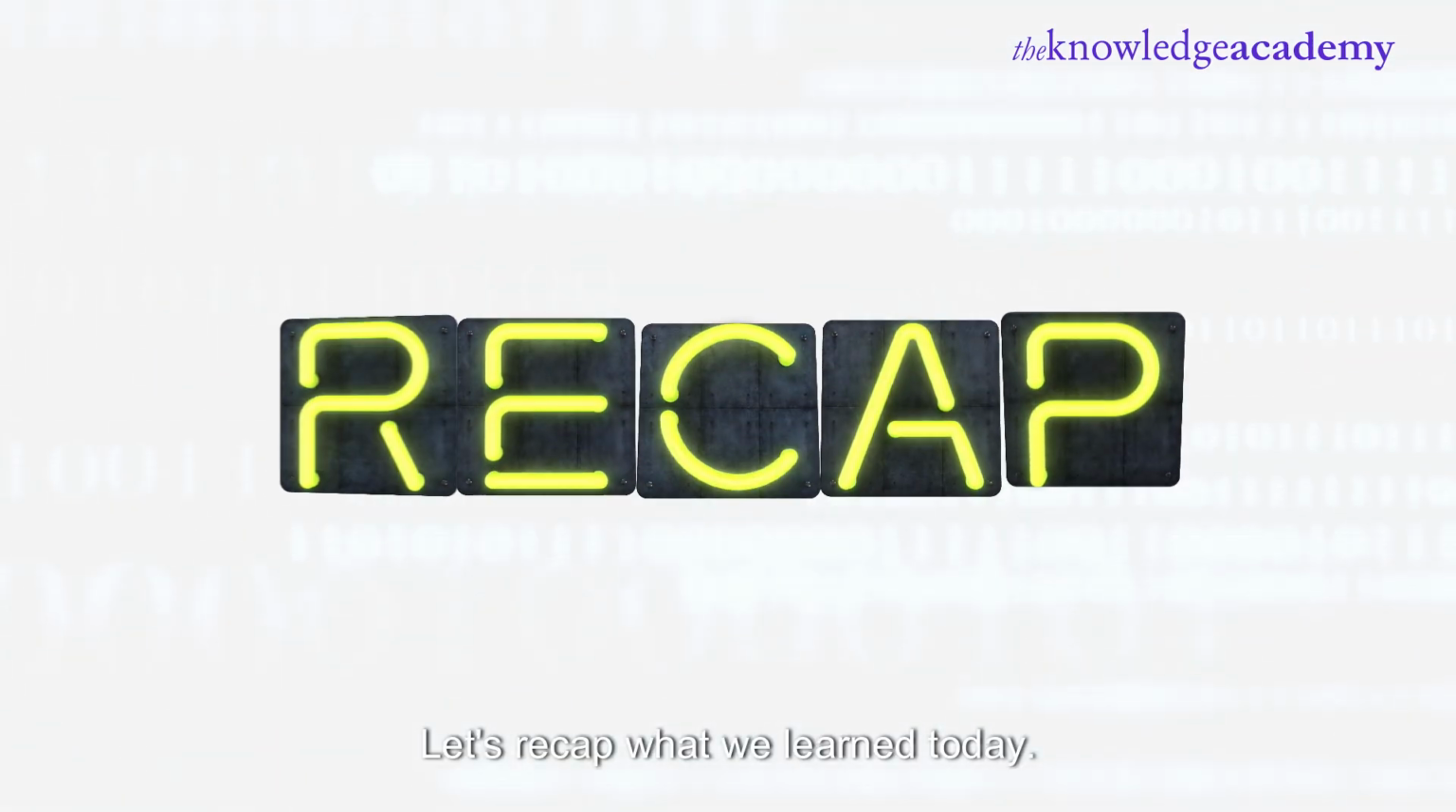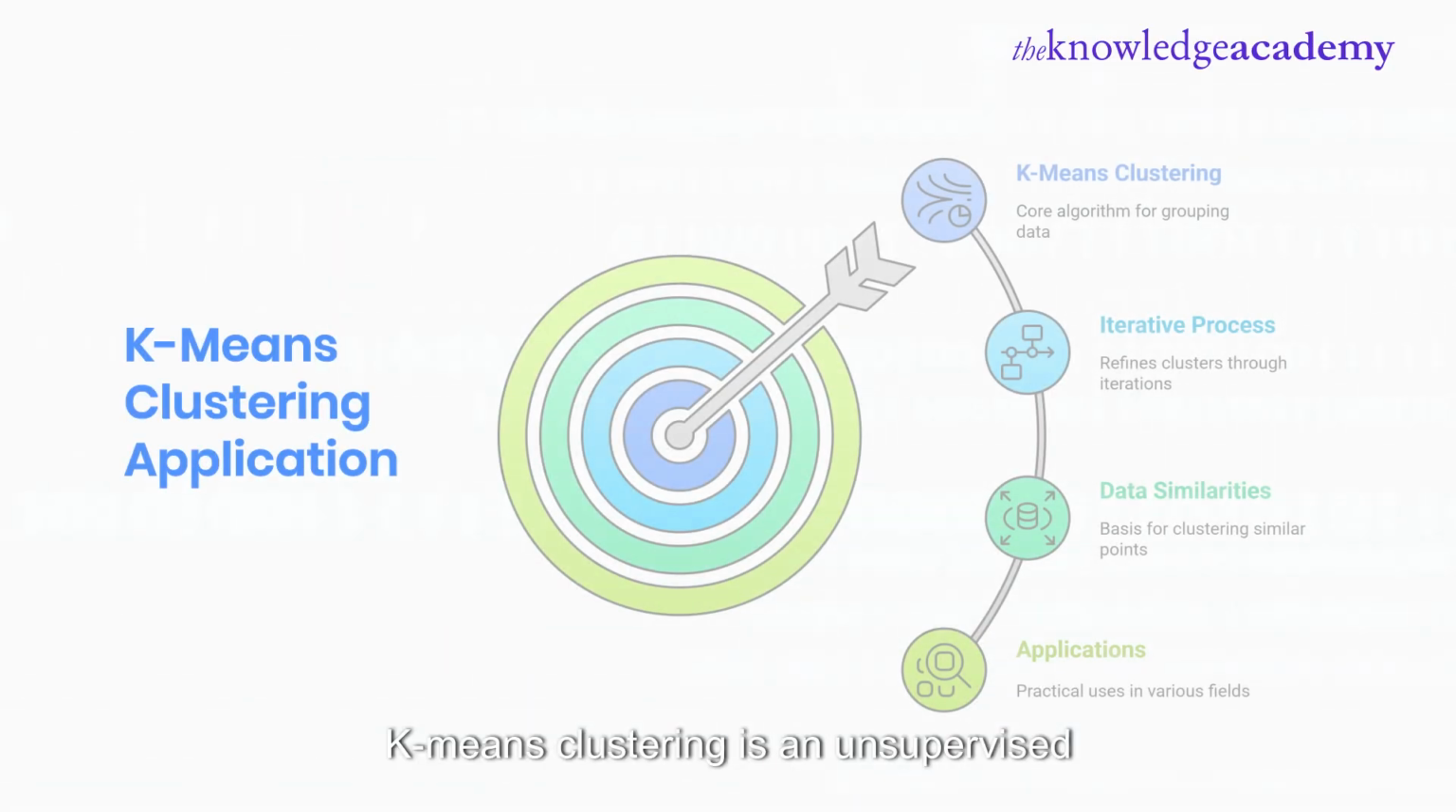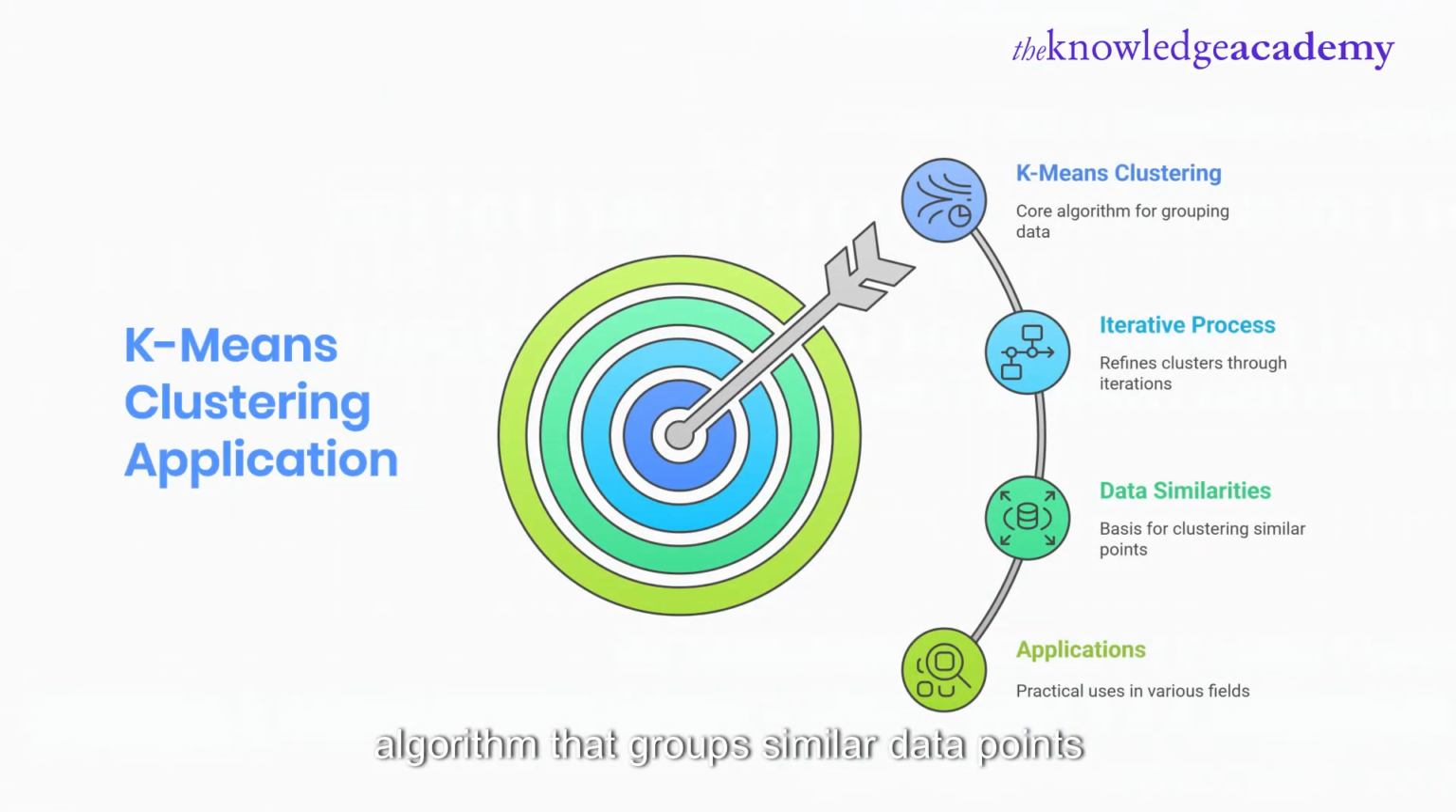Let's recap what we learned today. K-means clustering is an unsupervised algorithm that groups similar data points into clusters. It follows an iterative process to refine clusters based on data similarities. It is used in customer segmentation, image compression, anomaly detection. And we saw it in action by clustering customer spending behaviors.